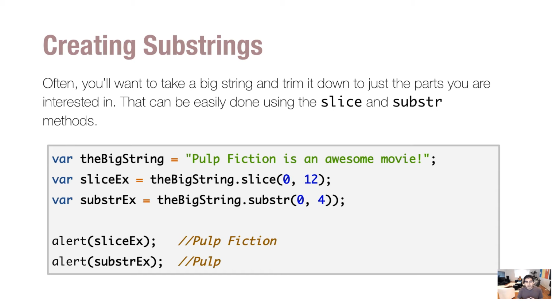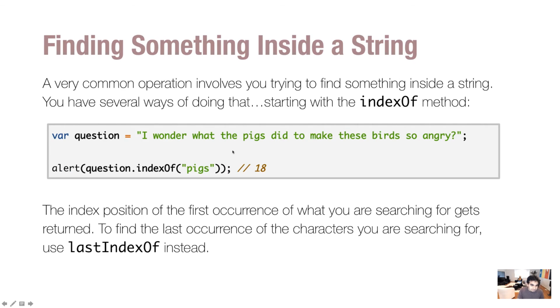That's basically where you have a big string and you want to trim it down to just the part you are interested in. The two methods that JavaScript provides for you to be able to do that are the slice and substring, or substr, methods. So here's an example. I have a big string, that's a variable, and the value is Pulp Fiction is an awesome movie. Indeed it is.